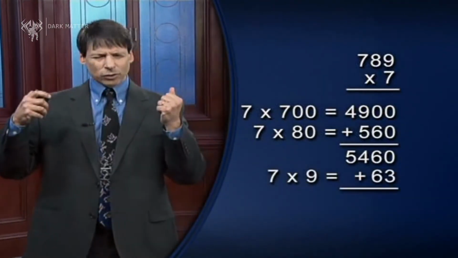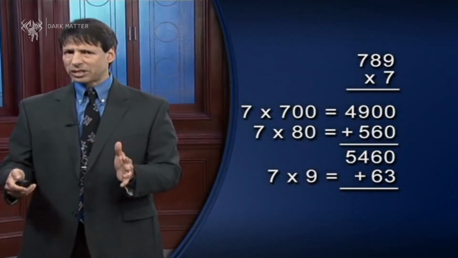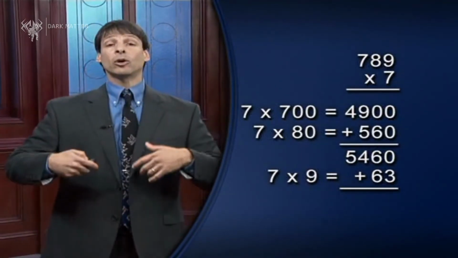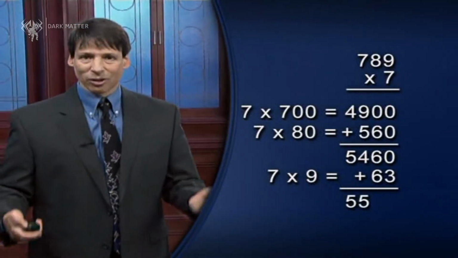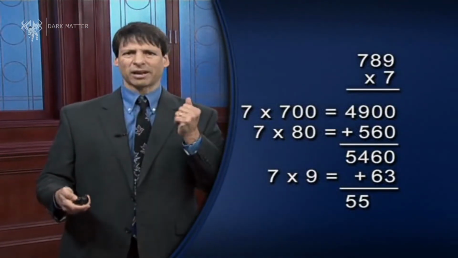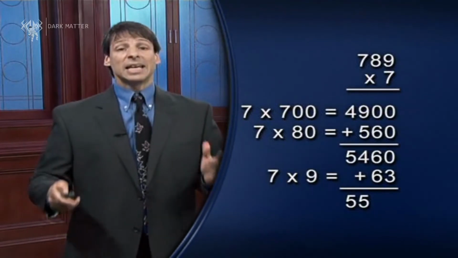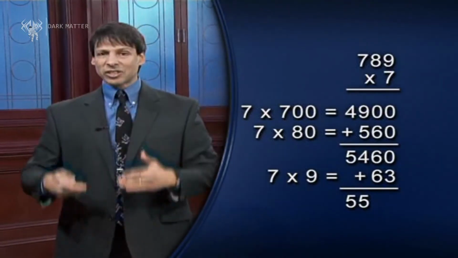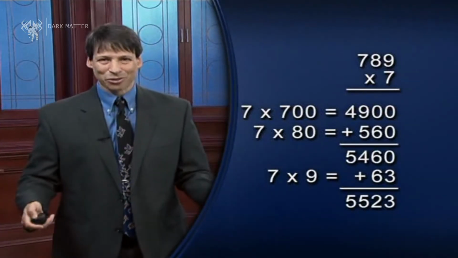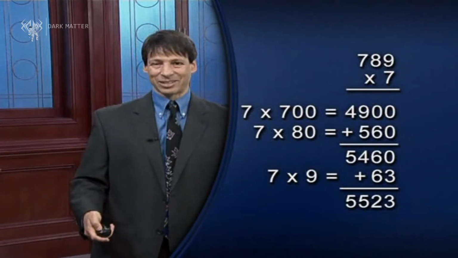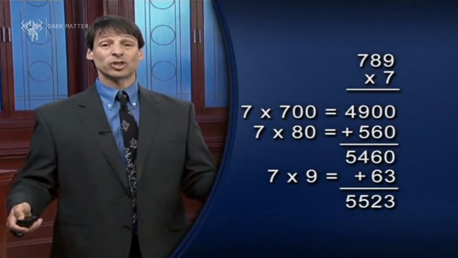Now don't panic. What you can notice right now is that there's going to be a carry. So relieve your memory by saying 5,500 right now. That 5,400 becomes a 5,500. Now do 60 plus 63. That's as easy as 1, 2, 3, 123. So you know how the answer ends with 23. So there's your answer, 5,523.